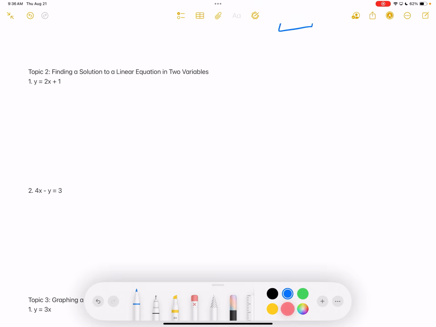So somebody yell out an x, any number. 3, did I say 3? Okay. So x equals 3. So you can pick anything you want here.